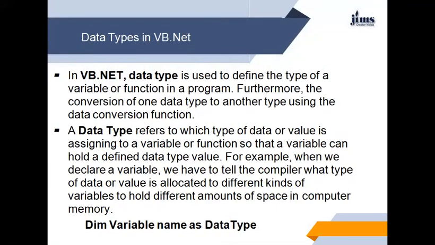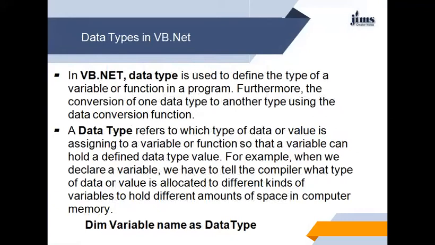Now we will discuss data types. In VB.NET, a data type is used to define the type of a variable or function in a program. Furthermore, one data type can be converted to another type using data conversion functions. A data type refers to which type of data or value is assigned to a variable, so that a variable can hold a defined data type value. For example, when we declare a variable, we have to tell the compiler what type of data or value is allocated, since different kinds of variables hold different amounts of space in computer memory.